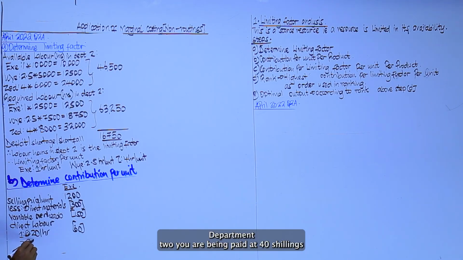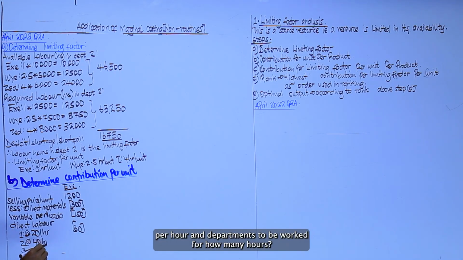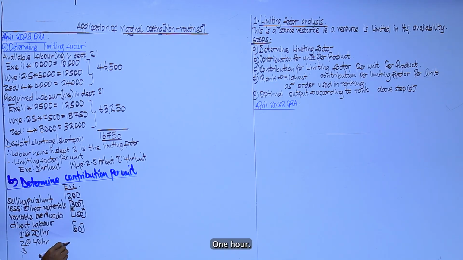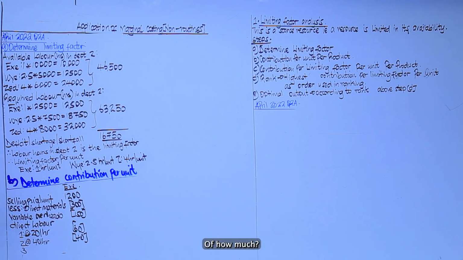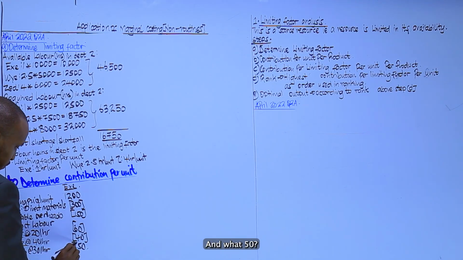Department 2, you're being paid at 40 shillings per hour. And department 2, they worked for how many hours? 1 hour. So therefore, they were entitled a cost of how much? 40. Department 3, they're working for 30 shillings per hour. And they worked for how many hours? 5. So 30 by 5 must be 150.